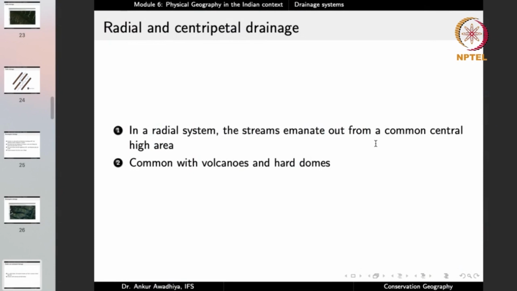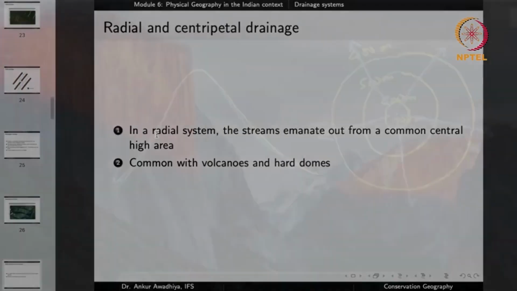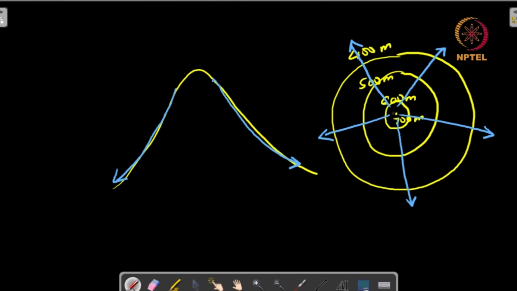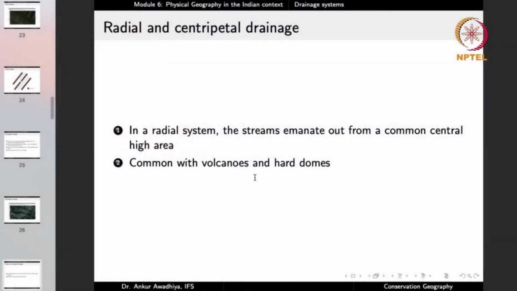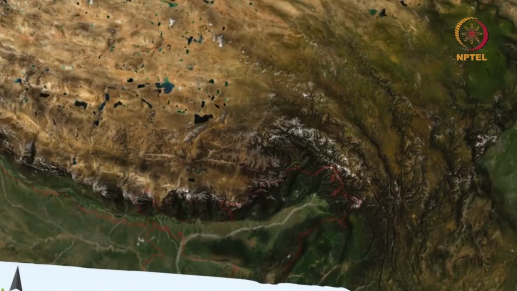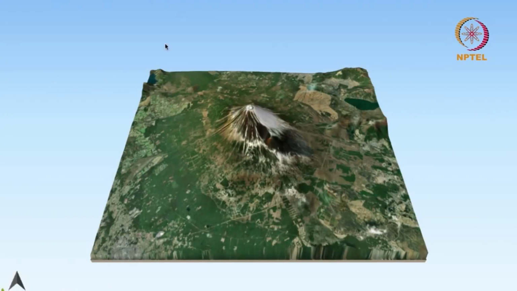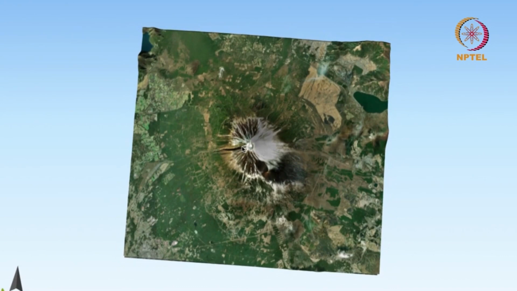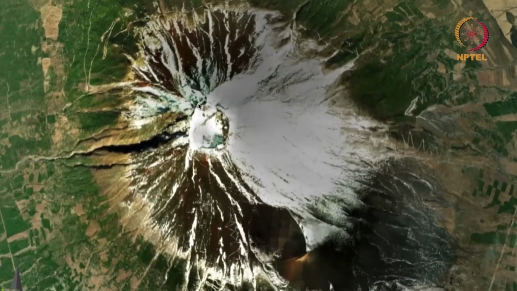So in a radial system, the streams emanate out from a common central high area, and the high area is typically the peak of the hill or the mountain. And it is common with volcanoes and hard domes. So for instance, if you look at Mount Fuji, in this case the streams will move like this. You'll have a stream moving in this direction, another stream moving in this direction, another stream moving in this direction, another stream moving in this direction. So all the streams are moving away from this common high point. So this is a radial drainage.